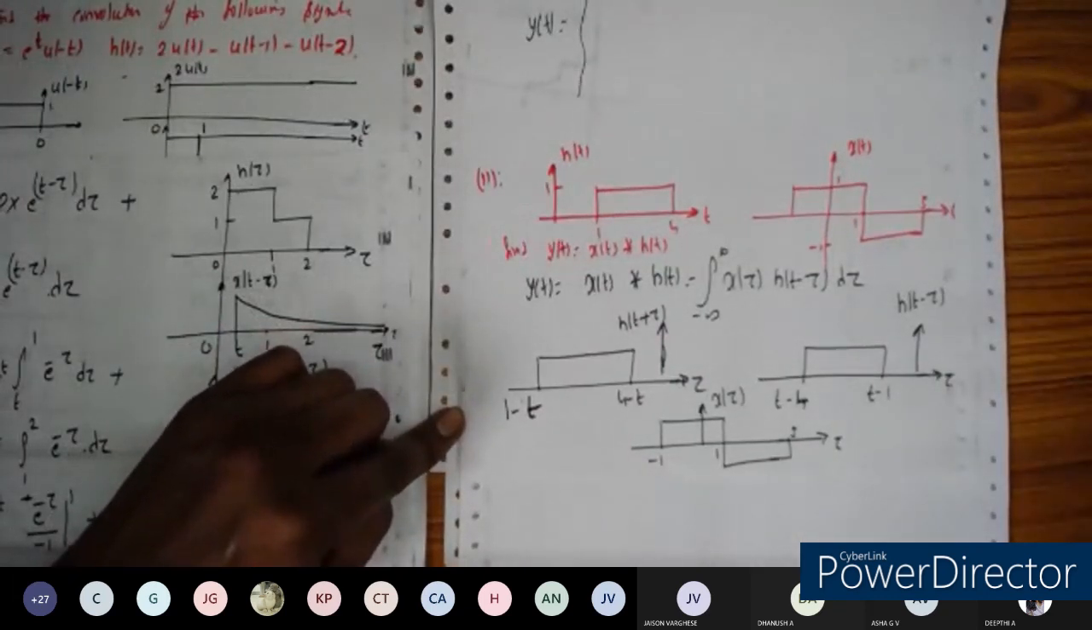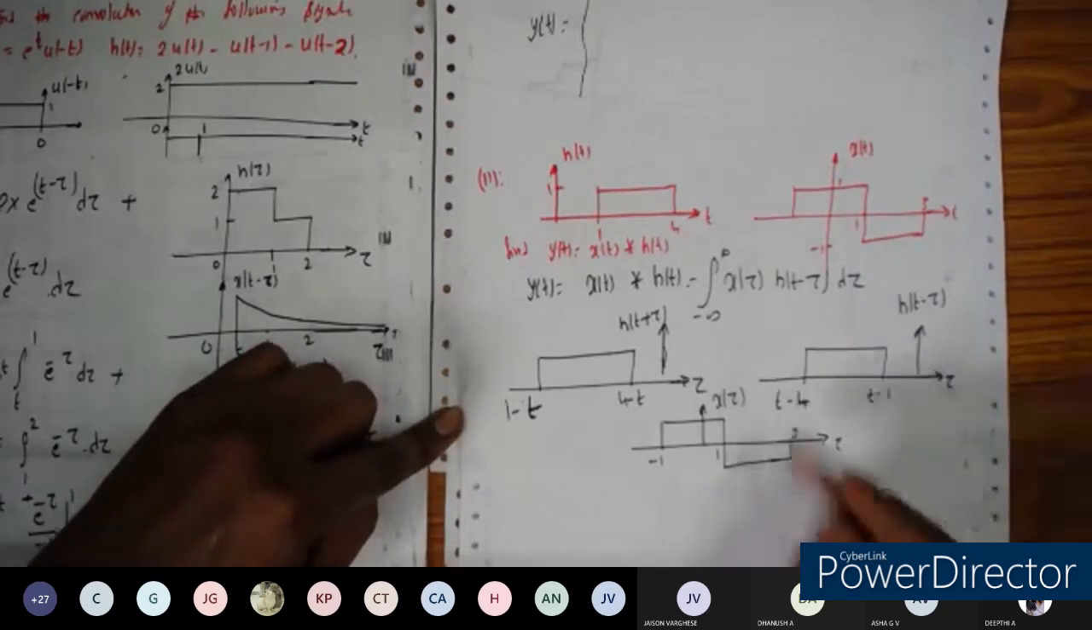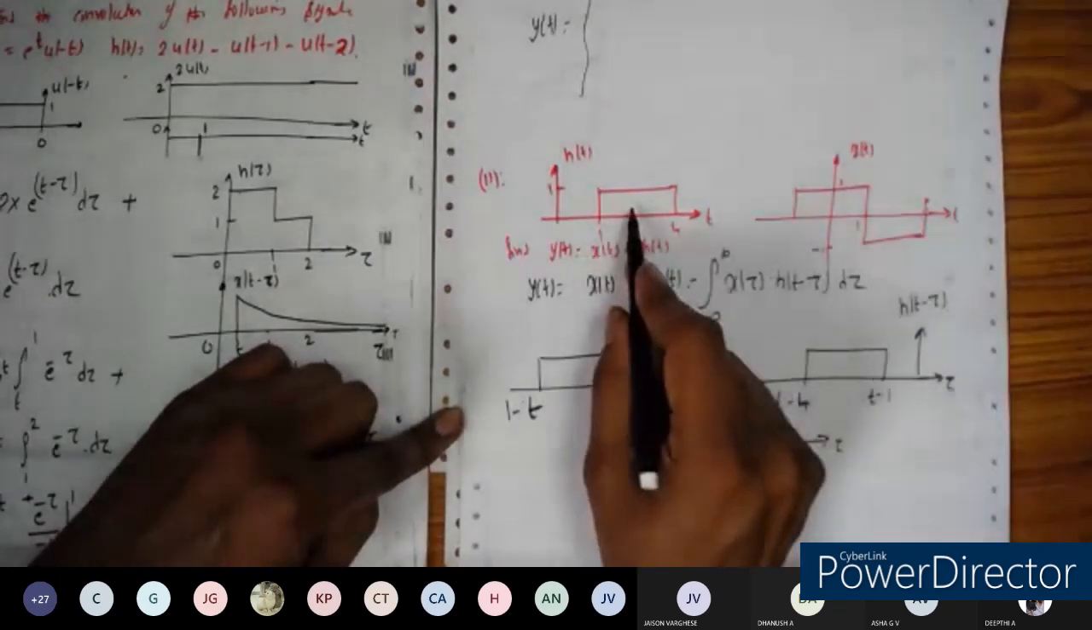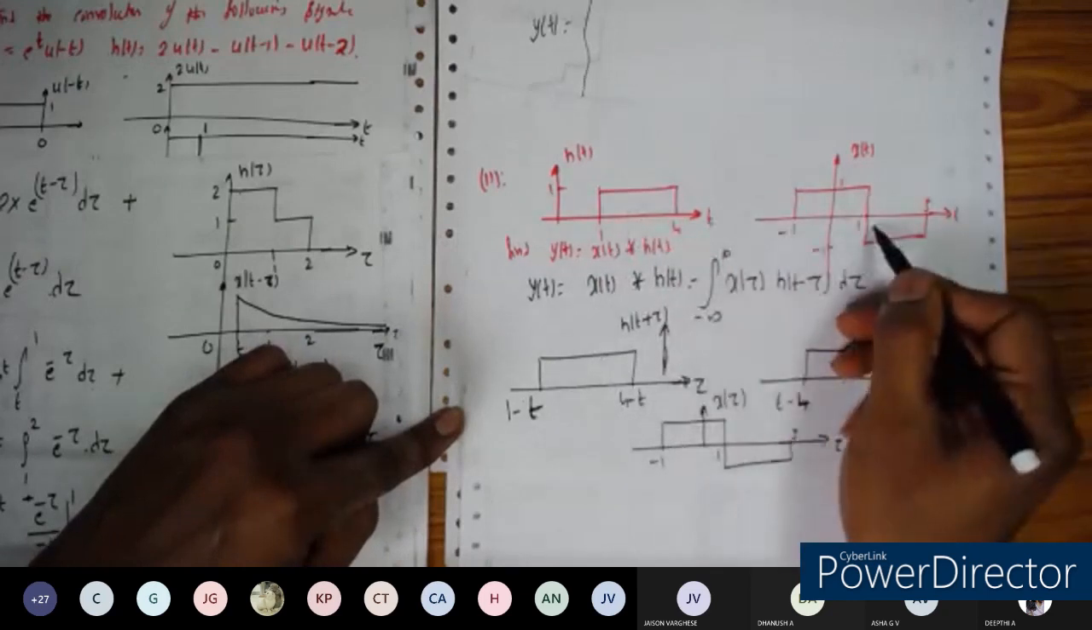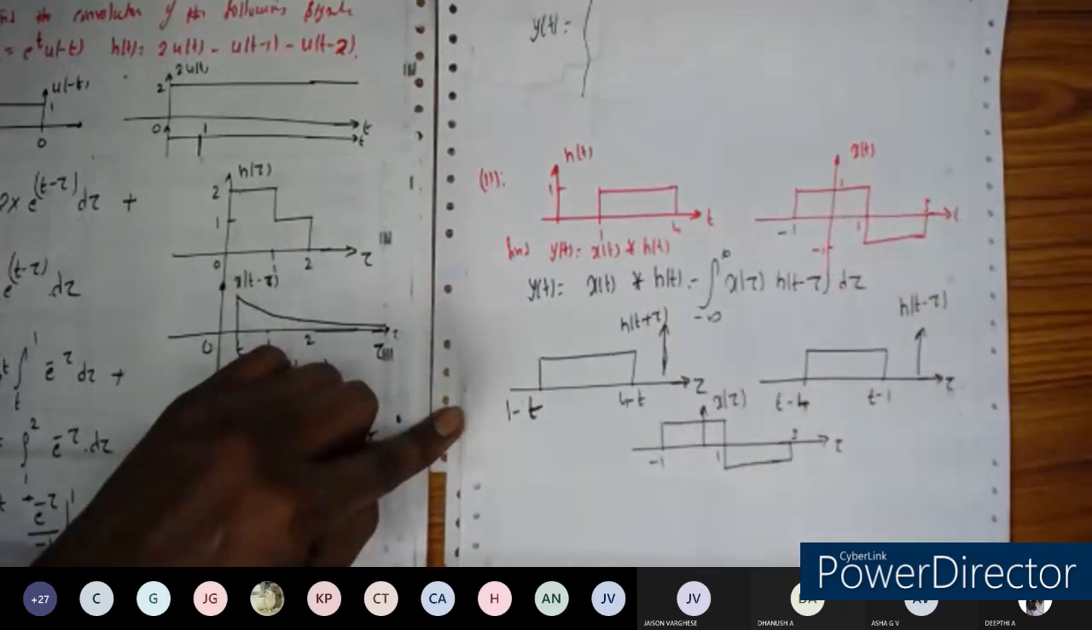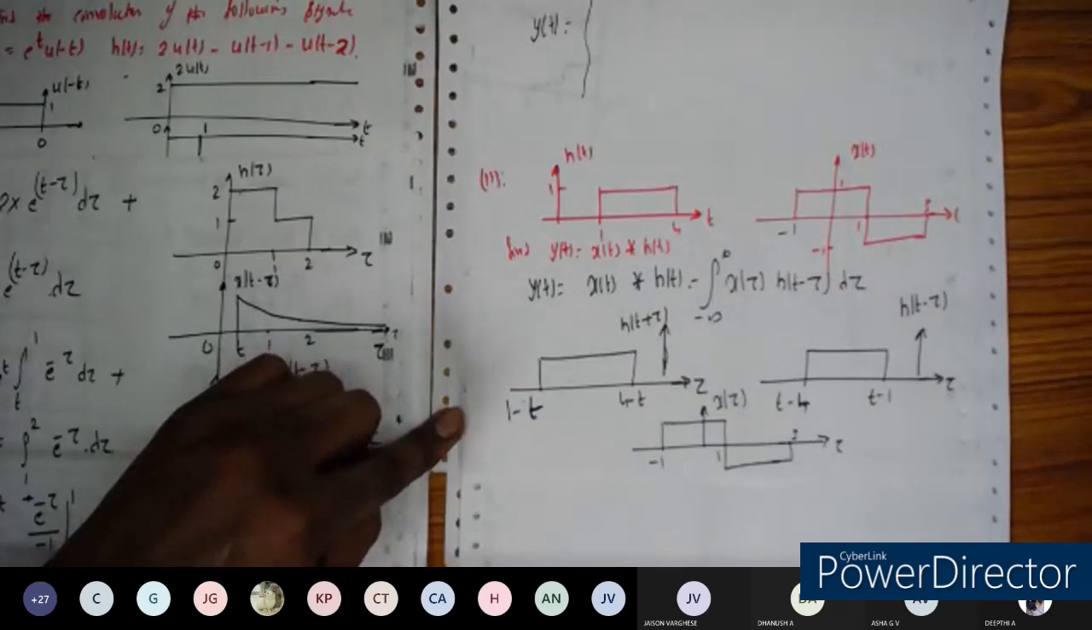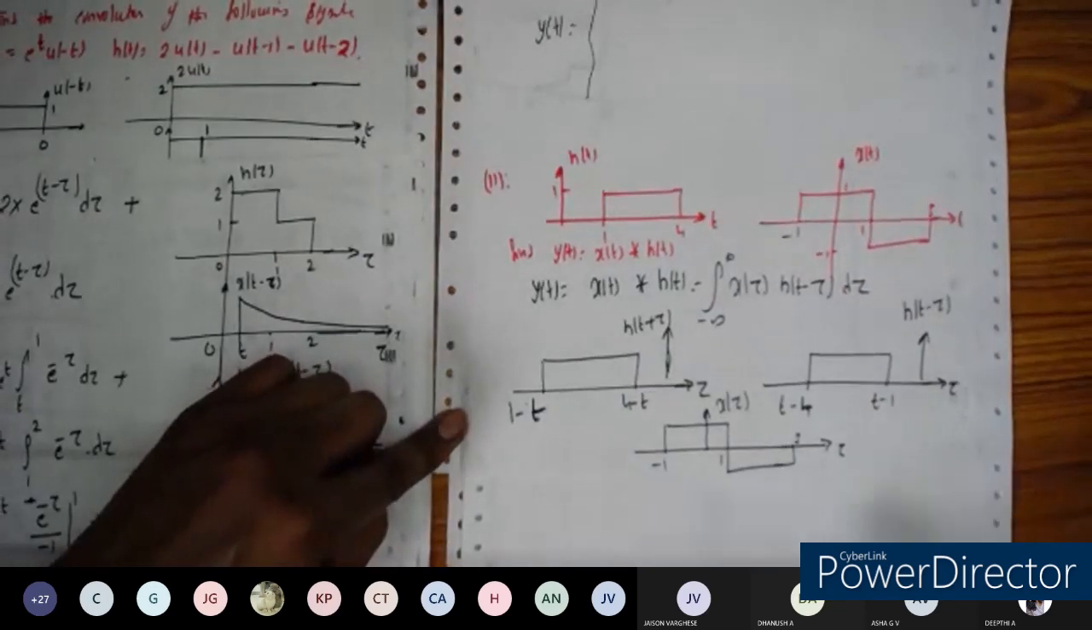Now let us take all the possible cases. You know the width of this one: from 1 to 4, the width is 3. From -1 to +1, the width of this one is 2. Let us keep those things in mind and let us do the integration.